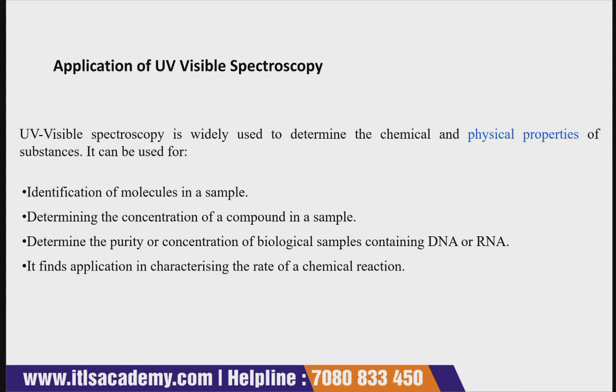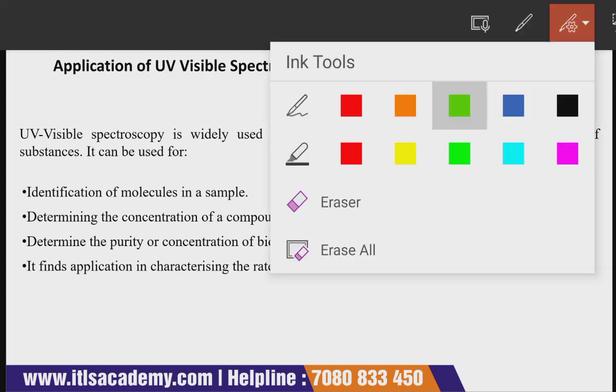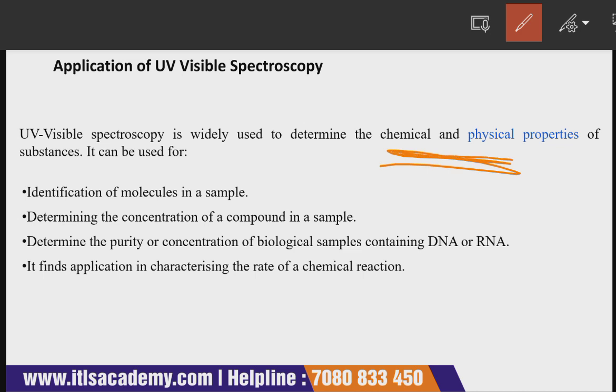So it has very huge applications. Let us discuss each application one by one. UV visible spectroscopy is widely used to determine the chemical as well as the physical properties of substances. So it is used in determination of both the chemical as well as the physical properties of substances.